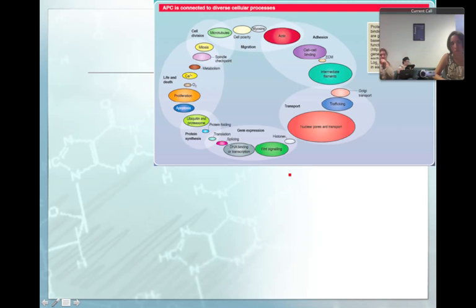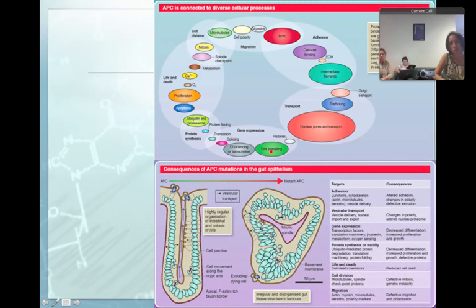Just to take away those things and make it a little bit more digestible, there are multiple cellular processes, migration, transport, gene expression, protein folding, adhesion, whatever, that APC is involved in. And if you look at where the cancer happens, what kind of cancers did they get? I showed you that disgusting picture with all the polyps. Oh, the colon. Colon, right? So here's a picture of the colon.